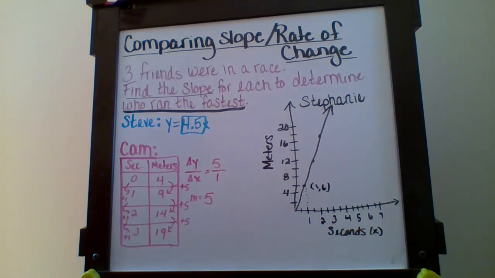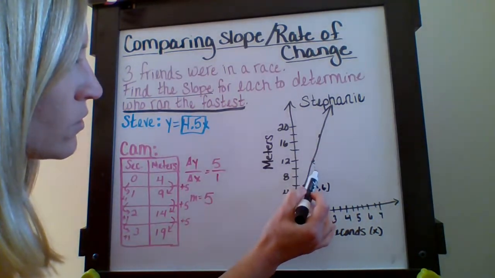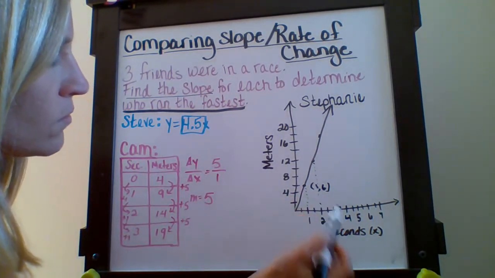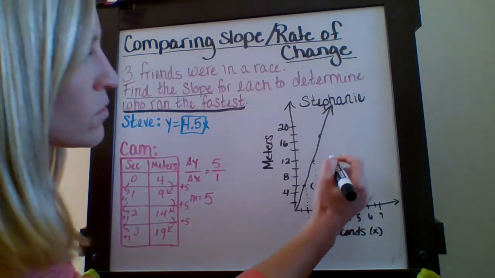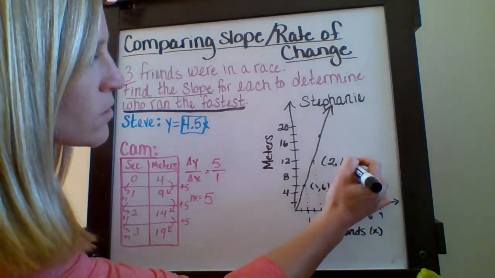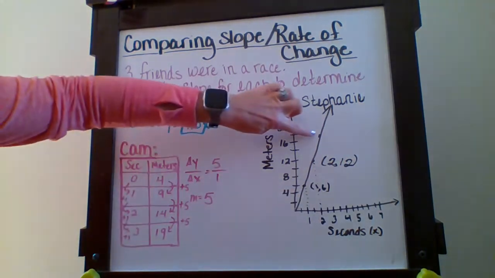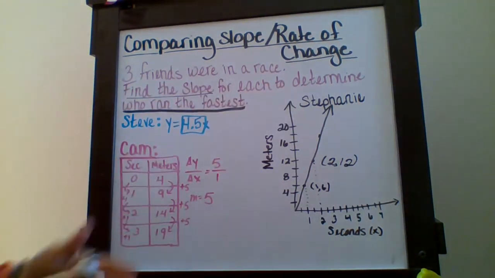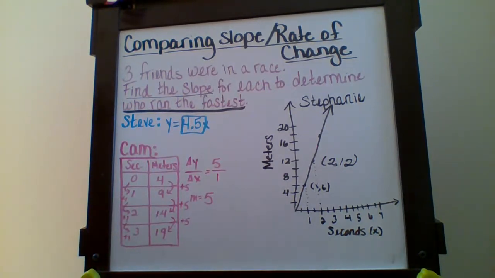Let's find my next ordered pair. If I follow this down, that goes to a 2. So when x was 2, looks like y was 12. And we can keep going. There's another friendly point right there. You have enough information now to find the slope or the rate of change.